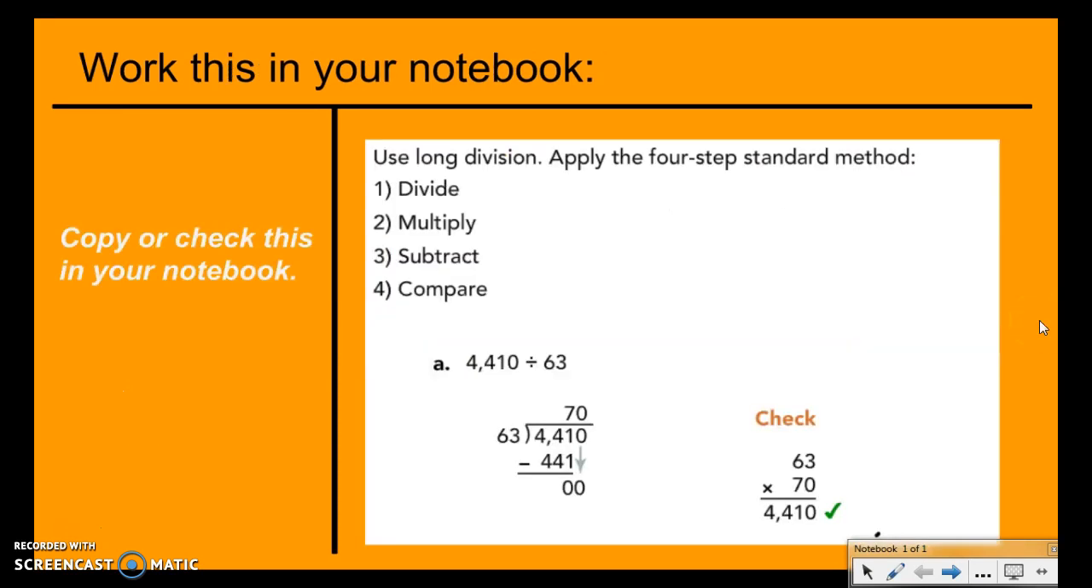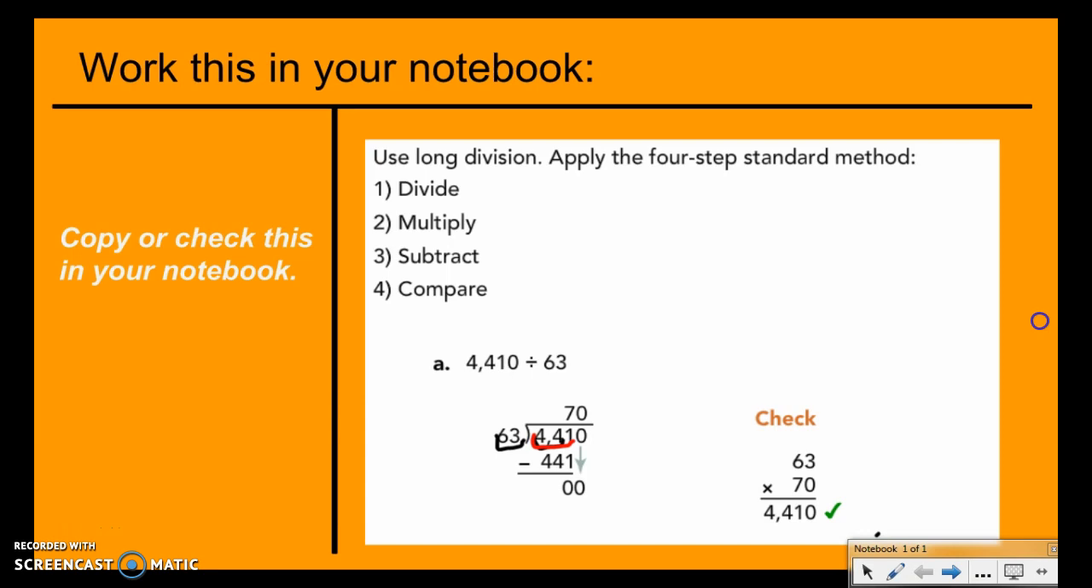Alright, so let's work on 4,410 divided by 63. Of course, here's your answer, but here's how they got the answer. 63 is a two-digit number, so look at your first two digits first. 63 is here, 44 is here. 63 can't quite fit into 44, so you're going to then look at your next digit, which is 441. Good news, 63 fits into 441 evenly. It fits into it 7 times.